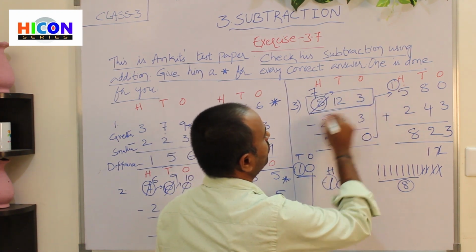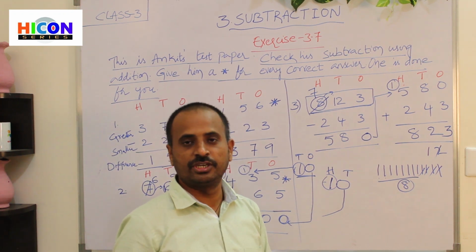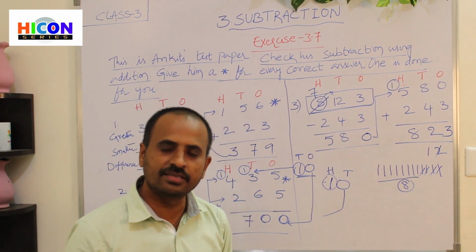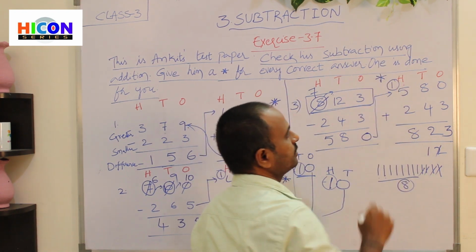So this is the first number. So here we have got the first number. So our subtraction is correct. So put a star mark to the children.